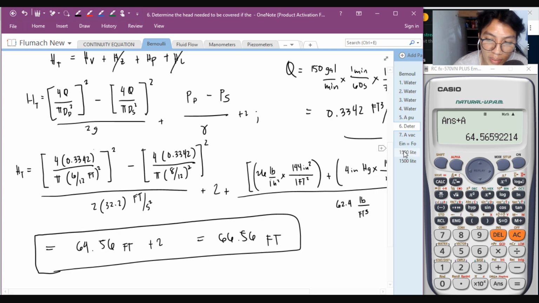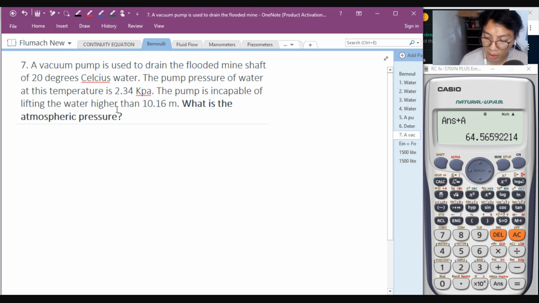Okay? So, last problem. A vacuum pump is used to drain the flooded mine shaft of 20 degrees Celsius water. The vapor pressure of water at this temperature is 2.34 kPa. The pump is incapable of lifting water higher than 10.16 meters. What is the atmospheric pressure?